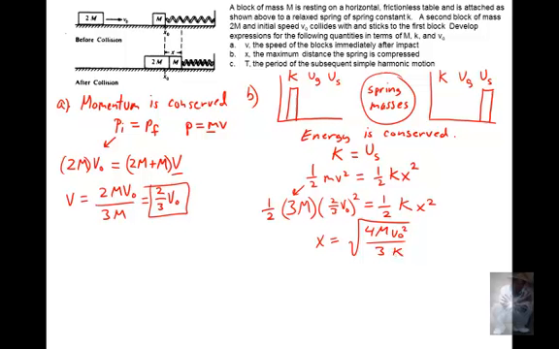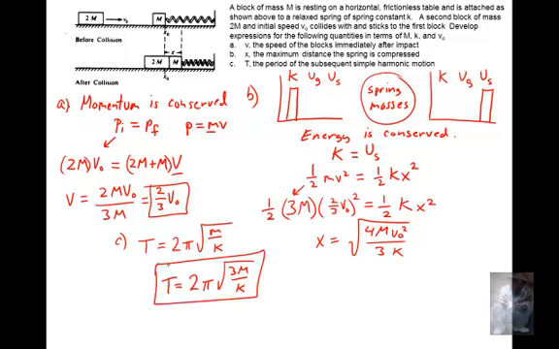Question C says to find the period T of the simple harmonic motion. So we know that the equation for that is 2 pi times the square root of m over k. And because we know that the mass is actually 3m, it would be 2 pi times the square root of 3m over k.